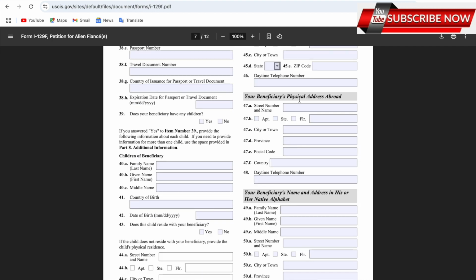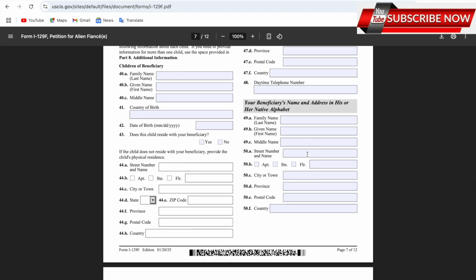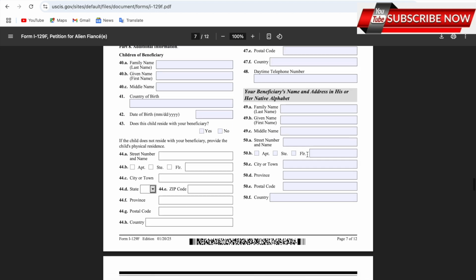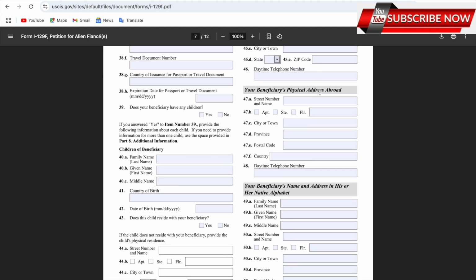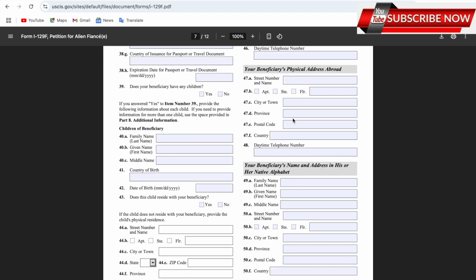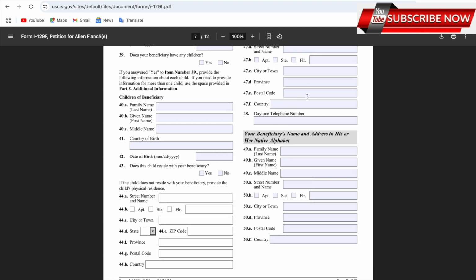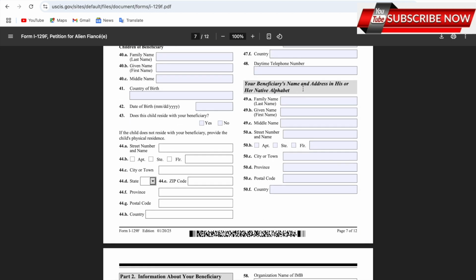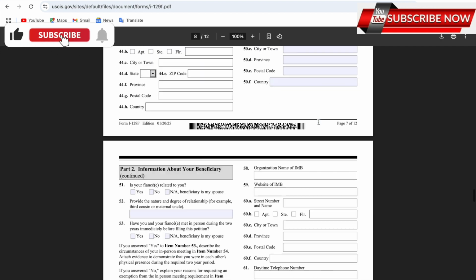These are the beneficiary's fiscal address abroad. Your beneficiary's fiscal address abroad, you put it there. Since your beneficiary hasn't traveled before, you leave it blank. Since your beneficiary is still outside America, you don't have to bother yourself. It says your beneficiary's name and address in his or her native alphabet. You just leave this blank. You don't have to worry about this side.